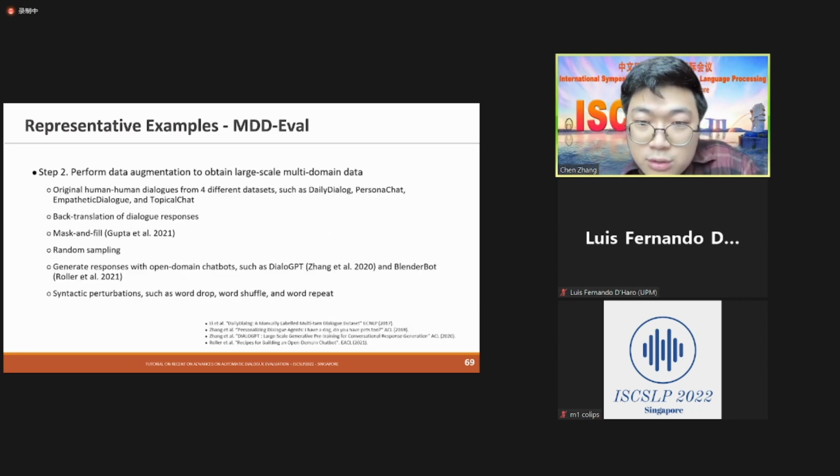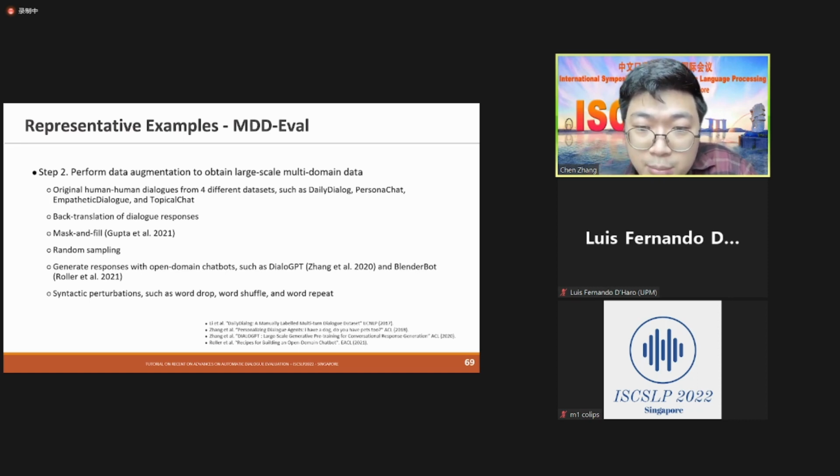So step two is to perform data augmentation to obtain a large-scale multi-domain dataset. Here is the list of strategies. Firstly, in order to perform data augmentation, we need the source data. For source data, we sample dialogue context and response from human dialogue from the previously mentioned 4 different datasets: DailyDialog, PersonaChat, EmpatheticDialogues, and TopicalChat. Then we can do back translation of the dialogue response so as to obtain the positive samples.